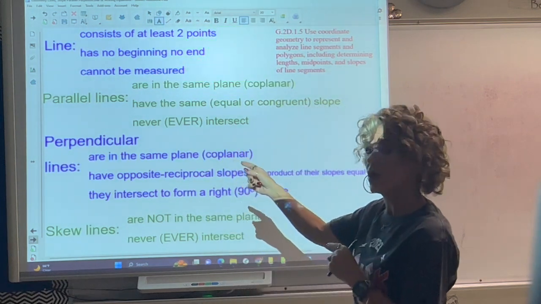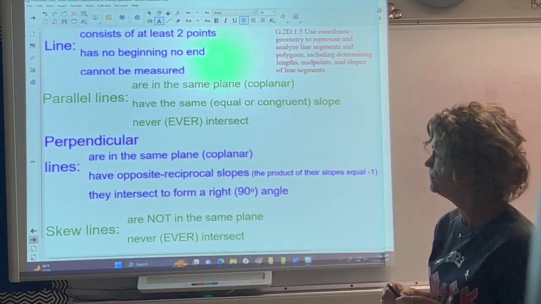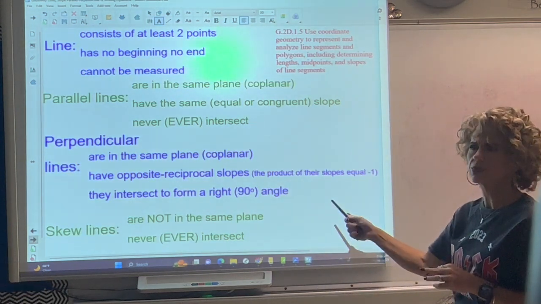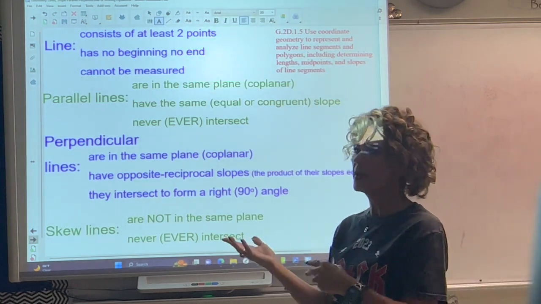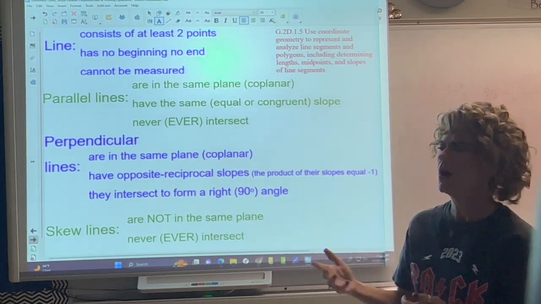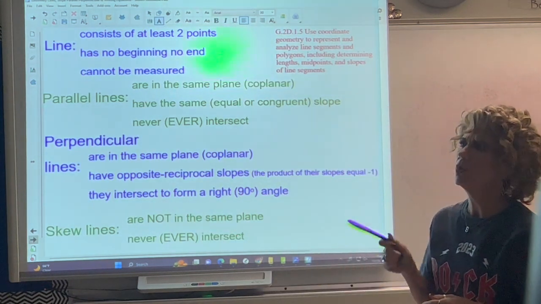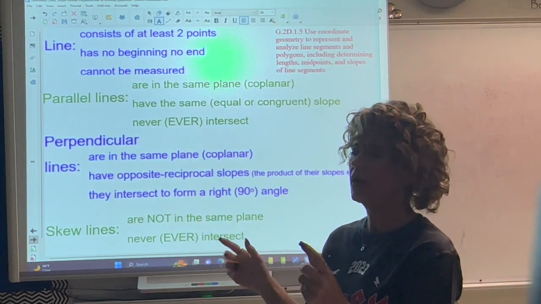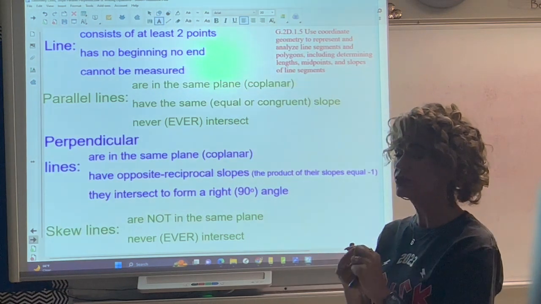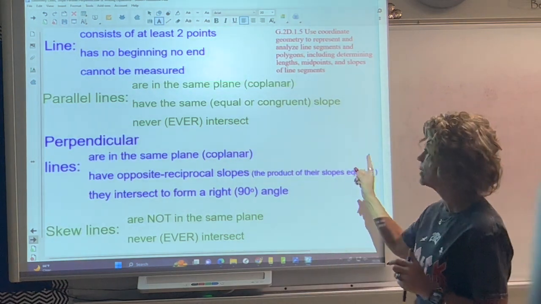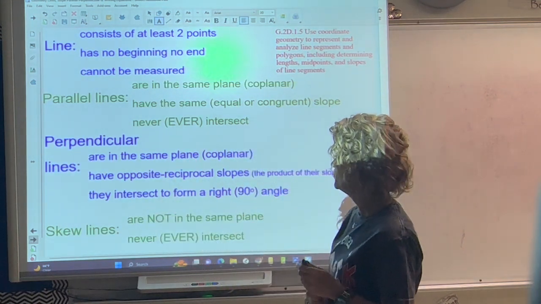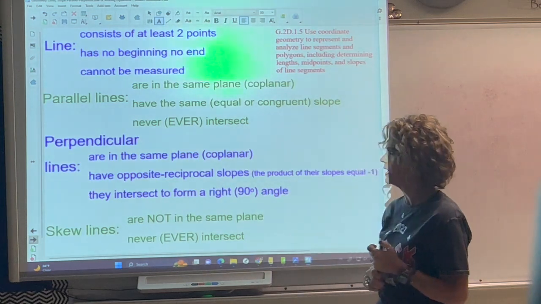Perpendicular lines are also coplanar. They lie in the same plane. But perpendicular lines have opposite reciprocal slopes. Opposite means one's positive, one's negative, and reciprocal means you have one and then the other one is flipped. You can also think about the product of their slopes, that means the answer to a multiplication problem. The product of their slopes, each time, every time, all the time, will equal -1. Perpendicular lines also intersect to form a 90-degree angle.